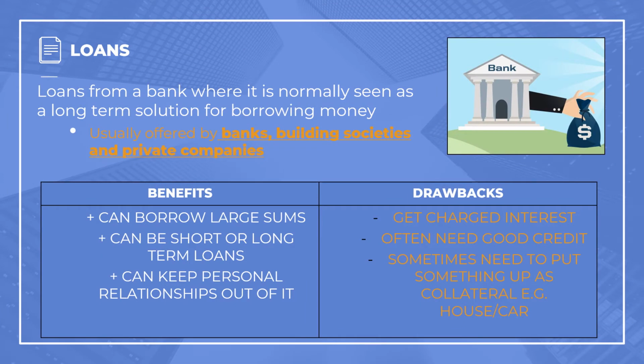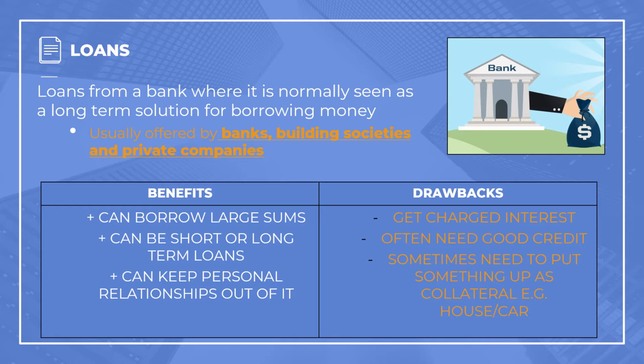Next, we look at loans. Now, loans are usually offered by a bank or a building society. However, you can get loans from private companies as well. A loan is usually seen as more of a long-term solution for borrowing money.